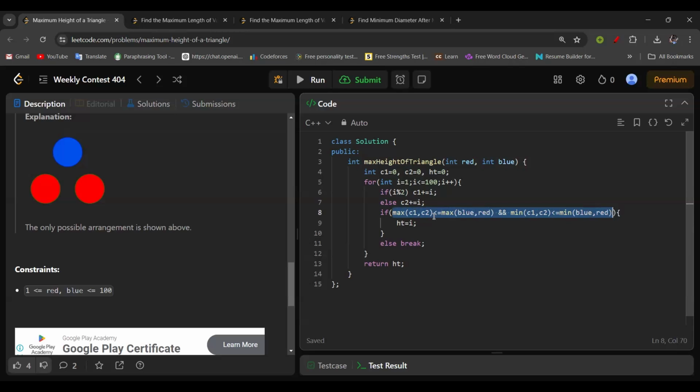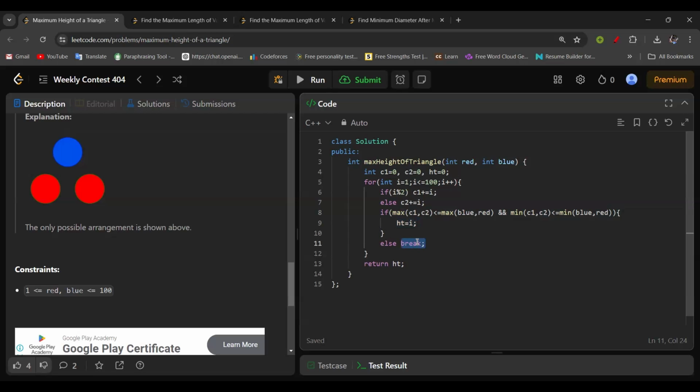If you're not able to understand this, you can break it into two cases. In case one, C1 would mean red and C2 would mean blue. In case two, it is the opposite of that. And if this condition is satisfied, you can just do height equal to i. If it is not satisfied, you can just break out of your loop.